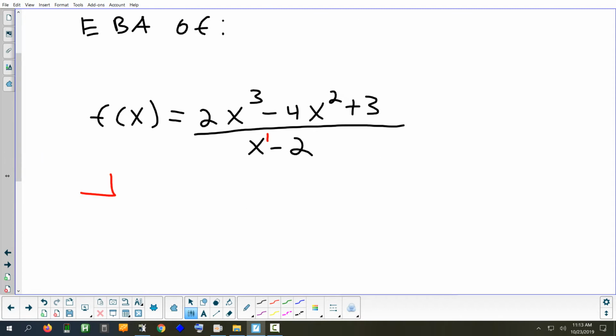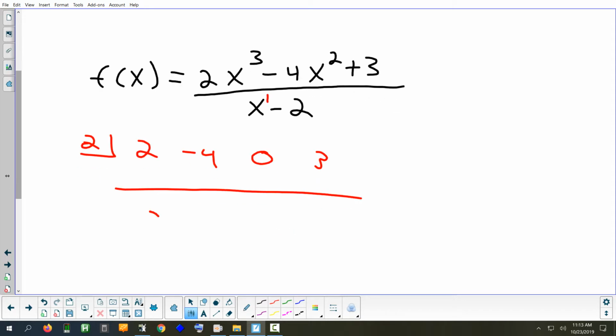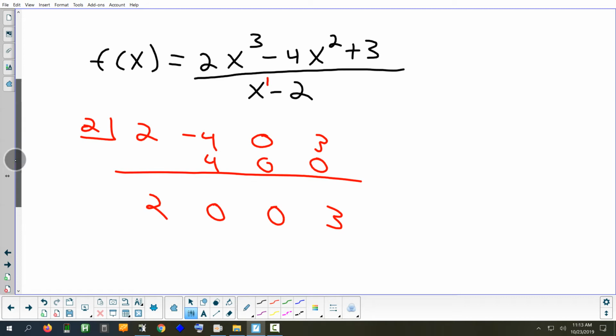What number goes on the outside? 2. And then my coefficients on the inside? 2, -4, 0. Yep, don't forget the 0 for that x term. Okay, so let's see what we got. Bring down the 2. 2 times 2 is 4. Add them up. 0. 2 times 0 is 0. Put the answer in the third column. Add them up. 2 times 0 is 0. Put the answer in the fourth column. Add them up.